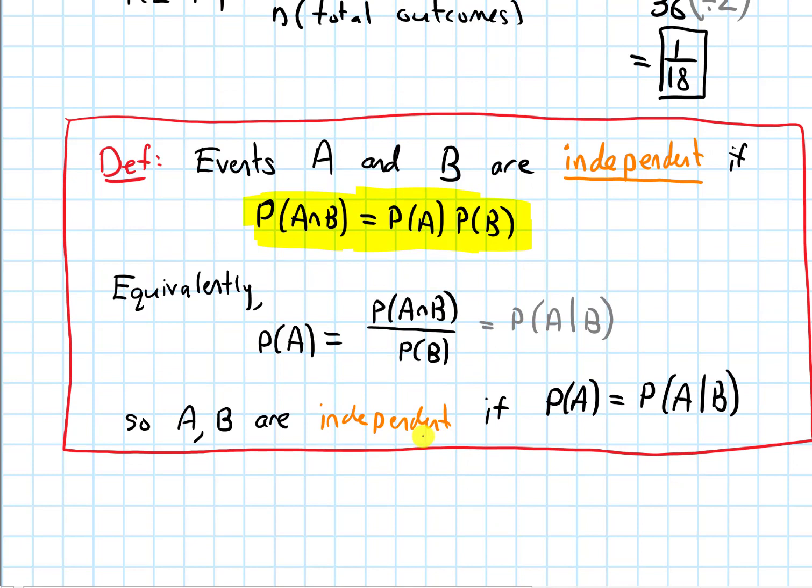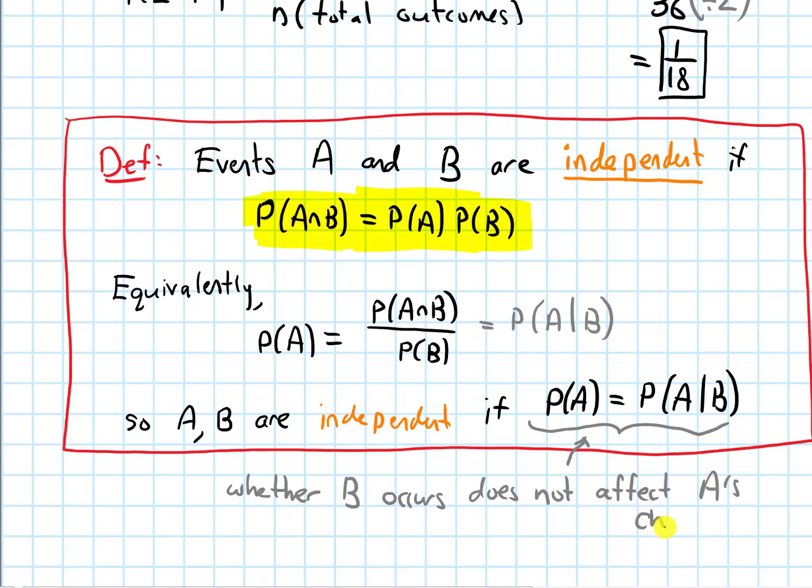Okay, and this alternate way of stating what independence is gives us a more conceptual explanation of what independence really is. What this is saying essentially is whether B occurs or not does not affect A's chances of occurring. Okay, so I'm going to highlight this one as well. A and B are independent if the probability that A occurs is equal to the probability of A given that B occurs.